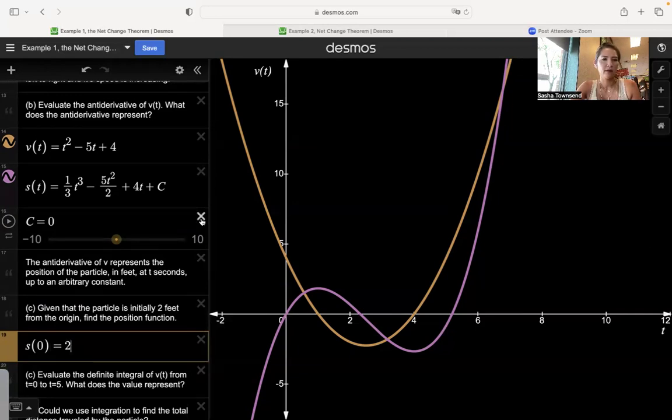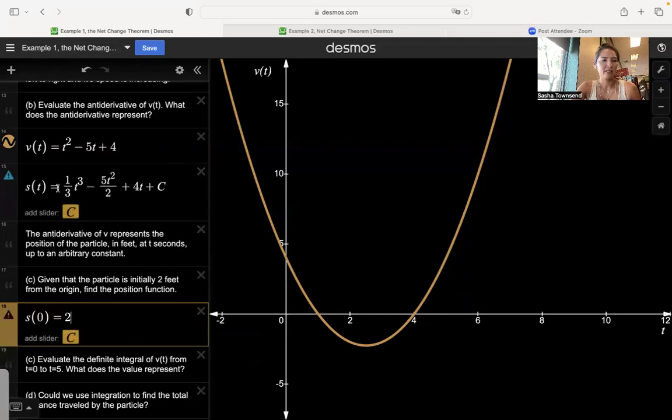So if I evaluate this at t equals 0, I get 1/3 of 0 cubed minus 5/2 of 0 squared plus 4 times 0 plus c. So that just gives a bunch of zeros plus c. So s of 0 is just c, and that has to be 2, because we're told that at time t equals 0, the position is 2. So that means our c has to be 2.